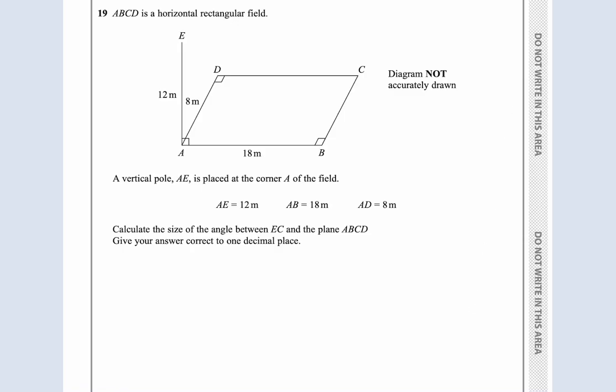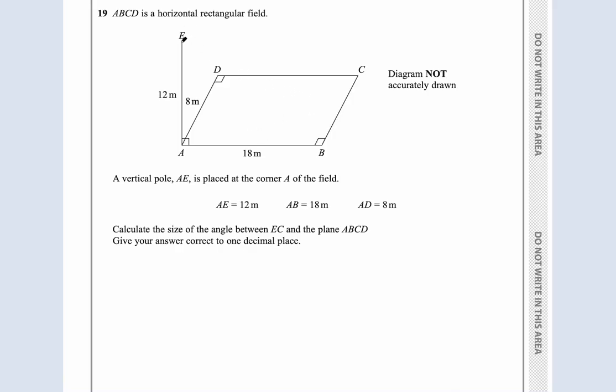ABCD is a rectangular field. Okay, so this is a rectangular field, guys. These are right angles. It's hard to visualize because this whole thing's in 3 dimensions. Okay, so this is a field. This is a vertical pole. We're given these lengths. It says calculate the size of the angle between EC and the plane.